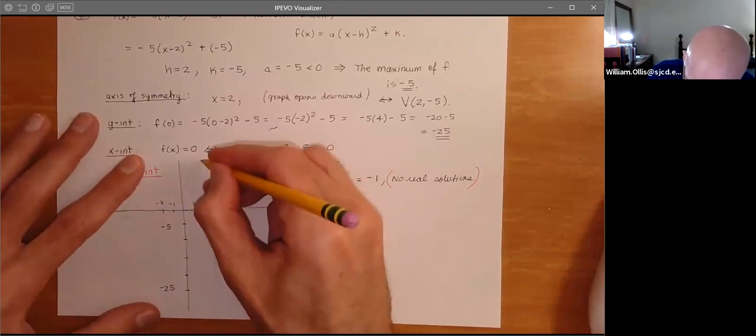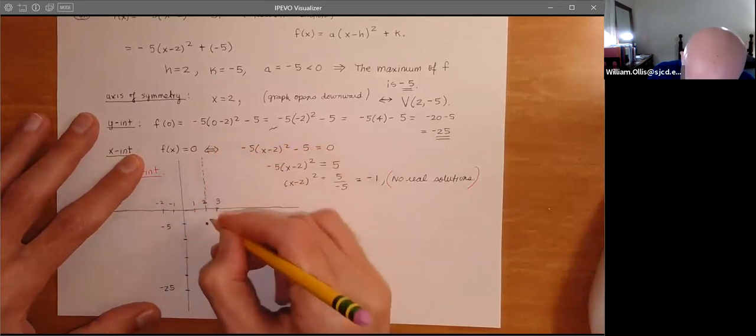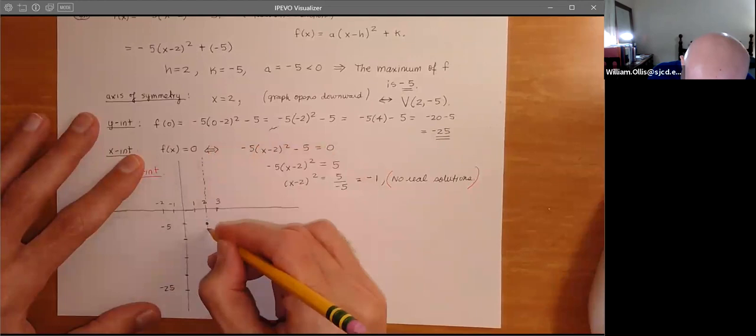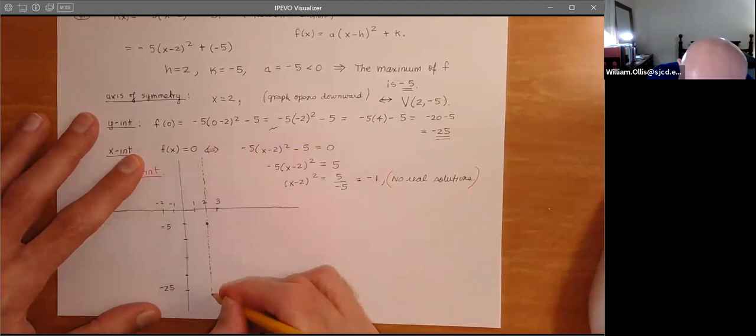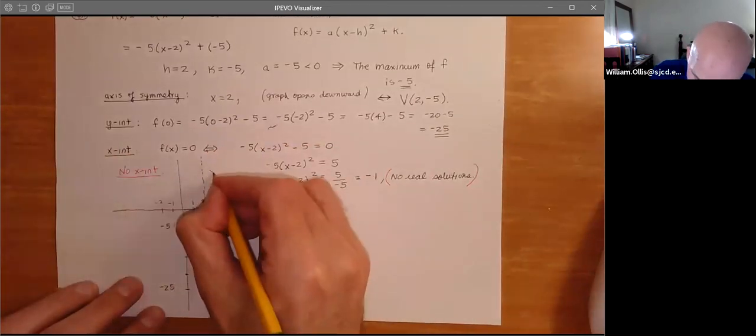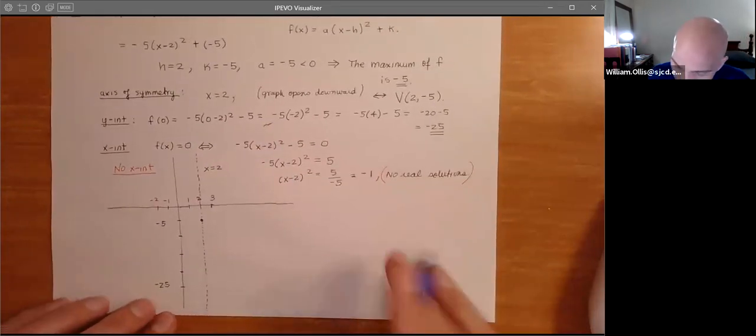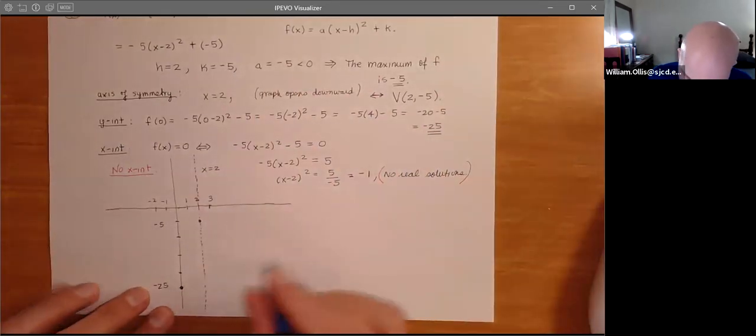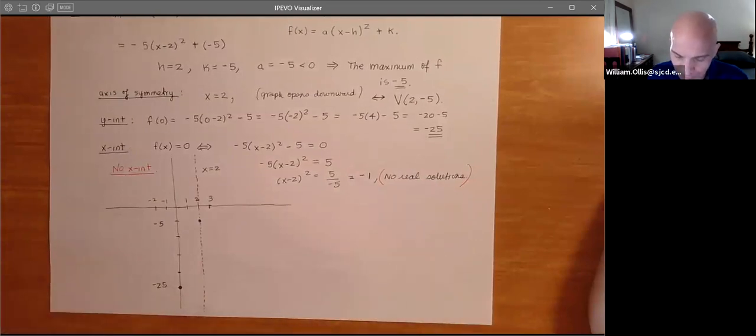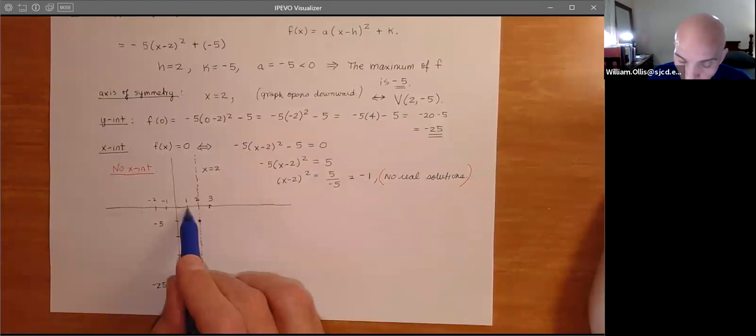And then we can dot in. So this will be x equals 2, which is the axis of symmetry. And now we can plot our y-intercept, which is negative 25 right here. Now, just for grins and, wanting to make this look good, we can go ahead and use the axis of symmetry. Let's figure out what f of 1 is.